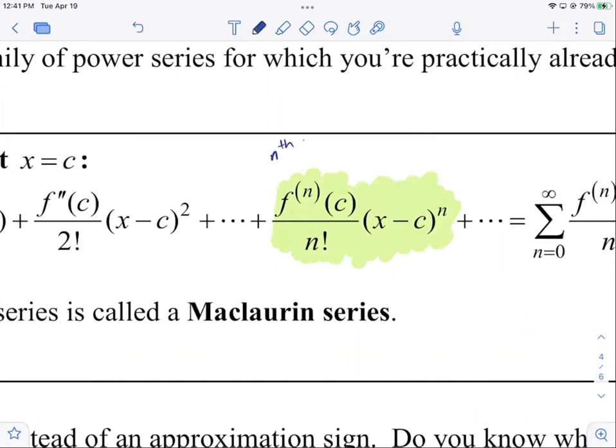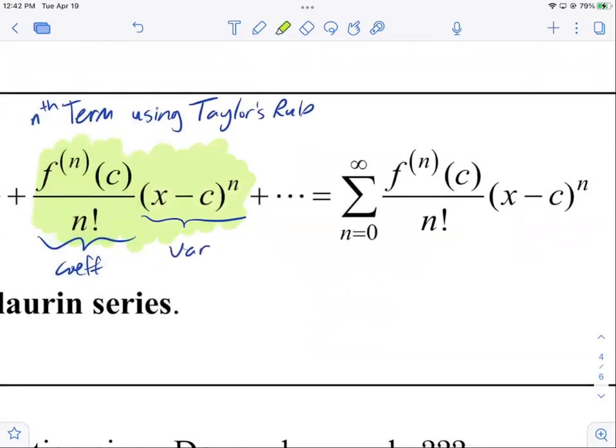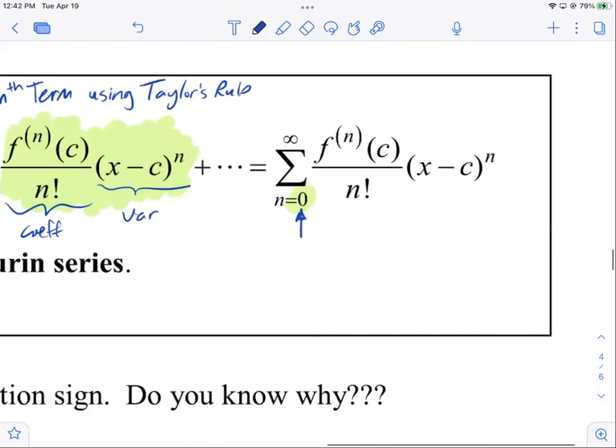This is the nth term that we can always use, using Taylor's rule. Again, these are your coefficients, and then these are your variables. Now, whenever you write the nth term in the general form like that, it's typical to put plus dot dot dot, plus the nth term, and then plus dot dot dot. And as long as the nth term captures the pattern, you don't have to worry if it is associated with n equals 0 or 1. But when you collapse it down into sigma notation, now you need to make sure that wherever you start has to match with the first term, okay?